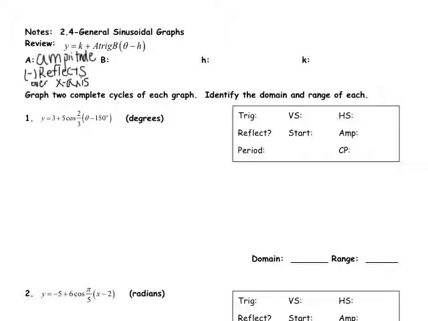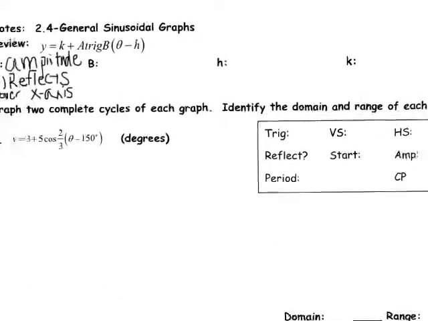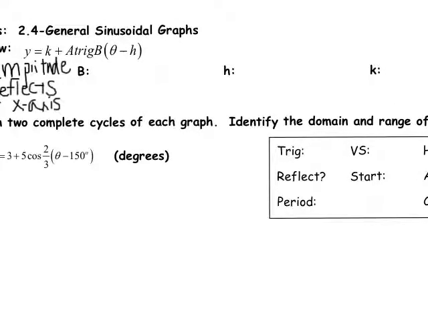Alright, next B. B is the number that you see next to the trig, in between the trig I should say, and your angle theta or x. So B is right here. It's kind of squished in between the trig and the theta. And B is responsible for changing the period. Notice I'm using the word changing. It is responsible for changing the period. It is not the period, but it is changing the period.